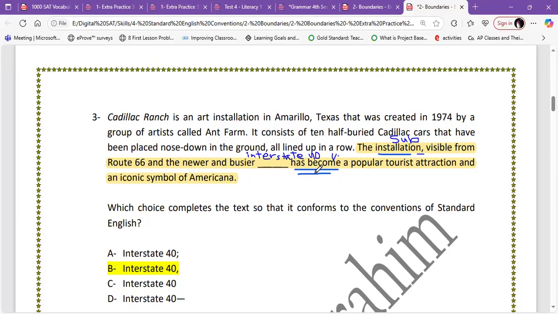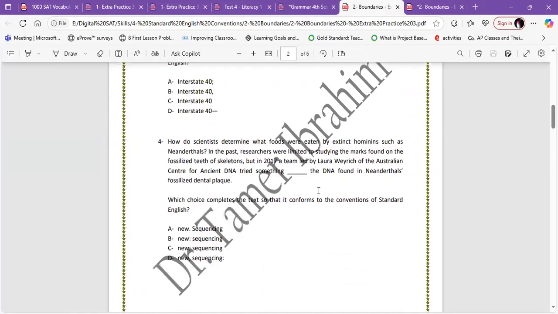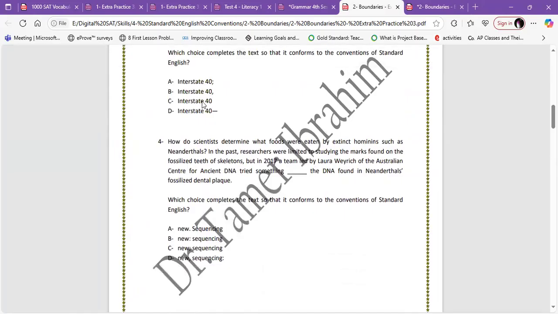Done. Clear, Uday? Yes, yes. Clear, Swalam? Yes. Let's go to number 4.